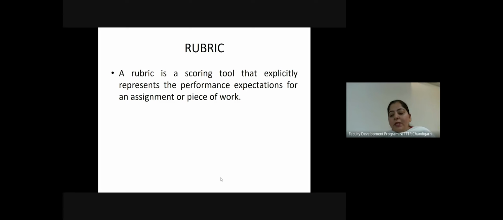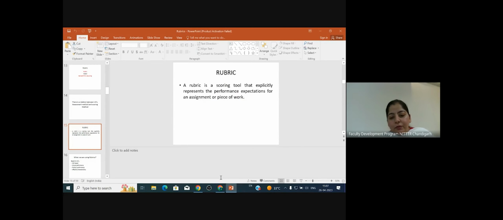So in this particular sense, as a teacher, we need to create some of the tools that will represent the performance expectations for an assignment or for the piece of work. So can I give a small activity to all of you?